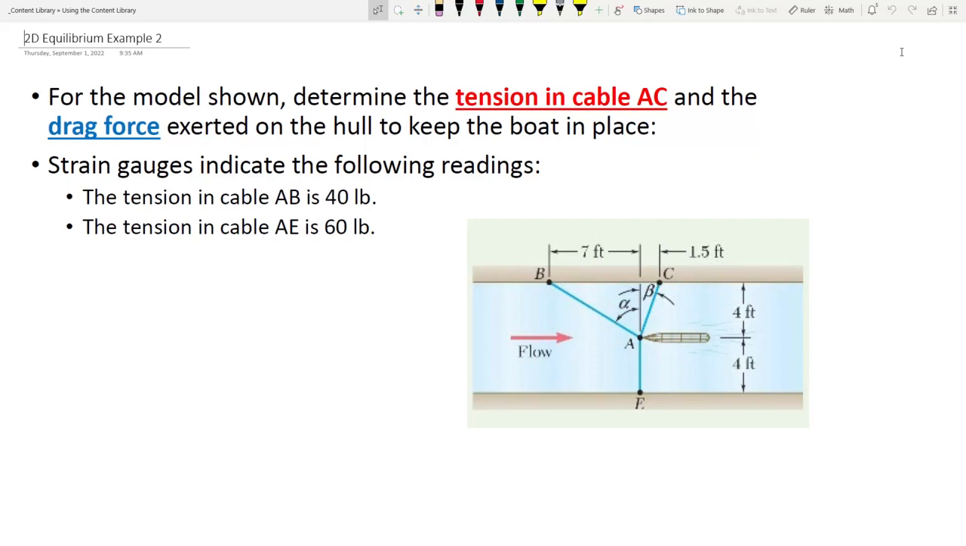So we've got four forces being applied, and they're all being applied through point A. So the first thing I'm going to do is draw a free body diagram of the particle A and look at all of those forces. Let's do that first.